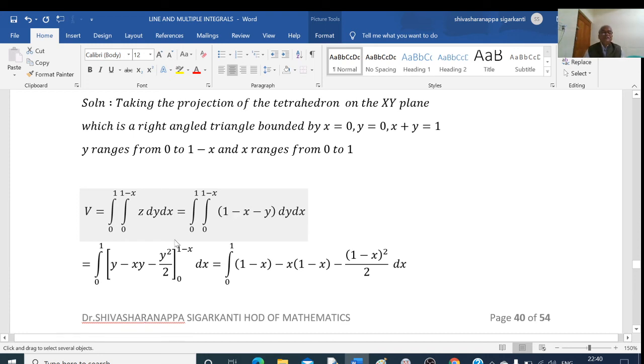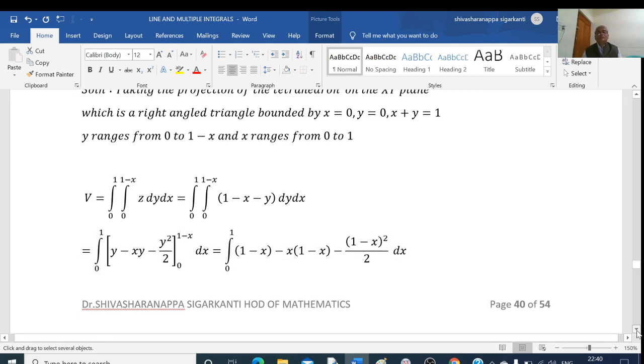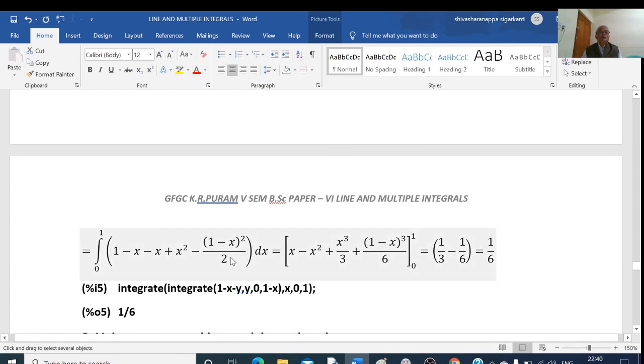Integrating. Integration of 1 is y minus. Integration of x is xy minus. Integration of y is y square by 2. This is between 0 and 1 minus x. Okay. So, I will put 1 minus x in place of y: 1 minus x minus x into 1 minus x, minus y square by 2. Y square means 1 minus x whole square divided by 2. And for the lower limit, this becomes 0, this becomes 0, this becomes 0. Okay. And after simplifying, 1 minus x plus x square minus 1 minus x whole square divided by 2, into dx.